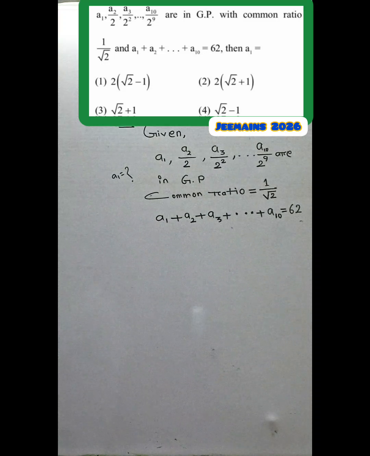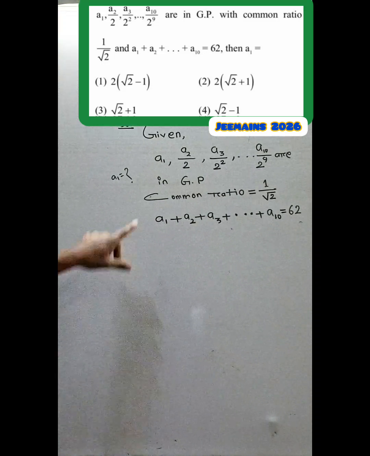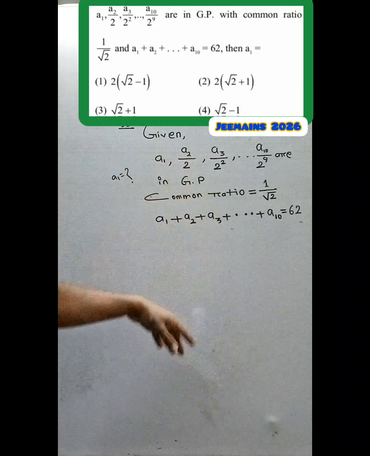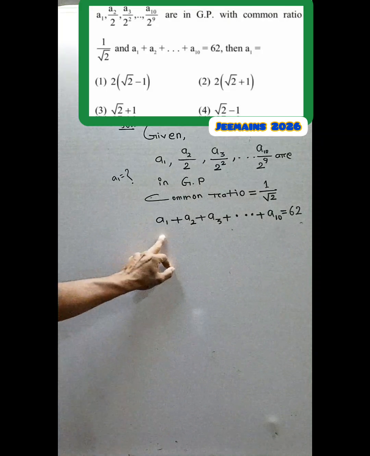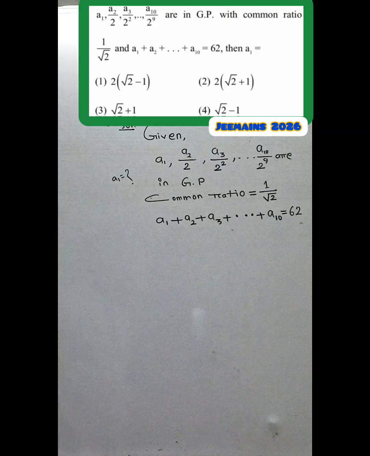Let us see this question of JEE Mains 2026. This year only this question was asked. In this question, it is given A1, A2 by 2, A3 by 2 square, so on, A10 by 2 to the power 9 are in GP with common ratio 1 by root 2. And sum of A1, A2 up to A10 is given as 62. We have to find out the value of A1.